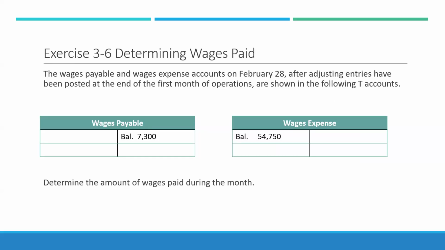Okay, what about this one? The wages payable and wages expense accounts on February 28th, after adjusting entries have been posted at the end of the first month of operations, are shown in these T accounts. How would we determine the wages that were paid during the month? I want you to think about this. You're welcome to talk to someone. Think this through.